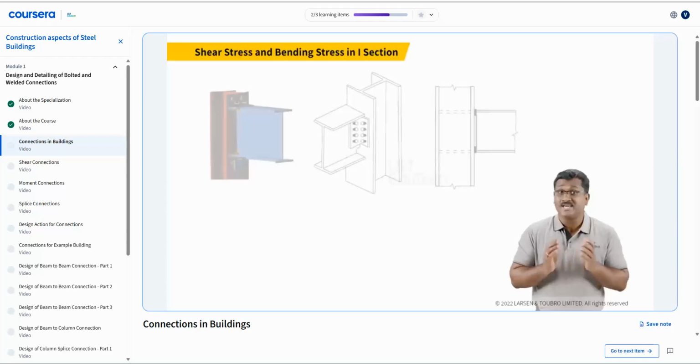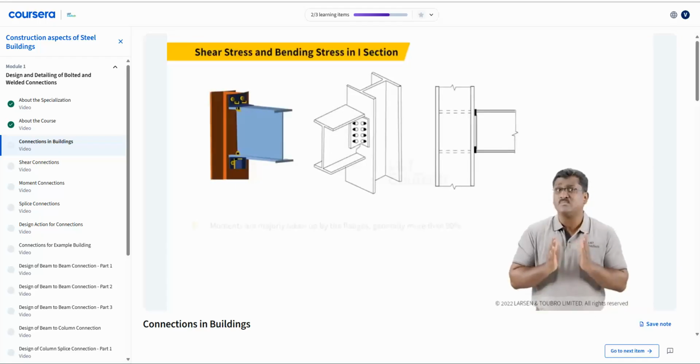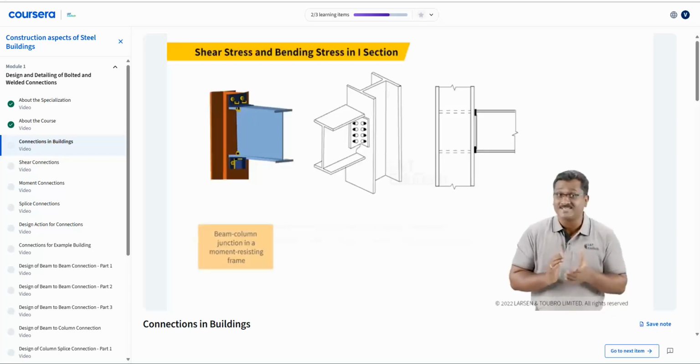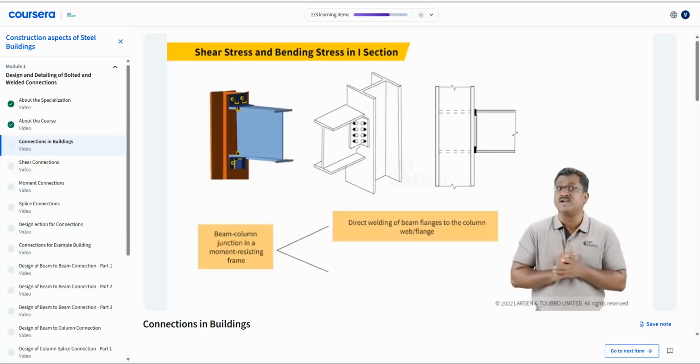Also, in the case of bending, it can be seen that the moments are majorly taken up by the flanges, generally more than 90%. Hence, in this type of moment action, the flanges must be connected with suitable connecting elements for effective moment transfer. For example, in the case of beam column junction in a moment resisting frame, the junction experiences moments, which is usually transferred via direct welding of beam flanges to the column web or to the flange, or by means of top and bottom flange plates with bolts.